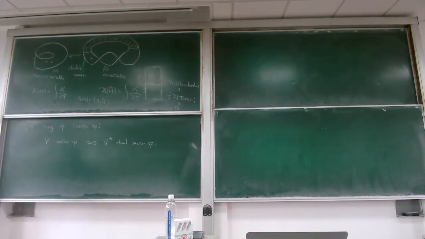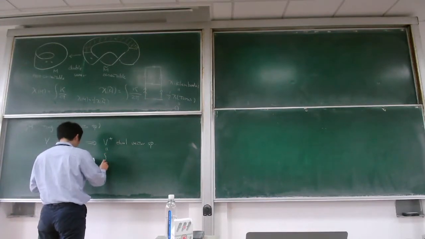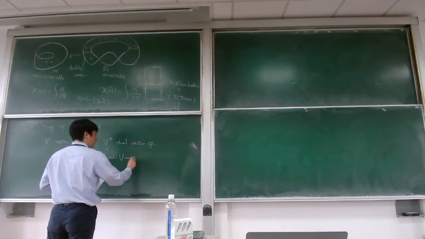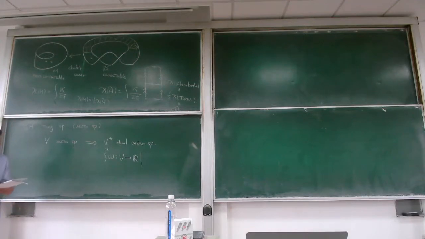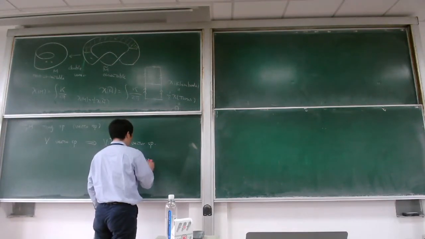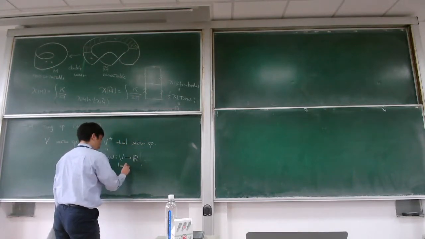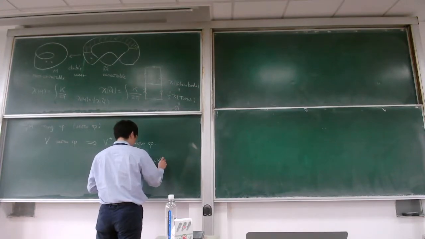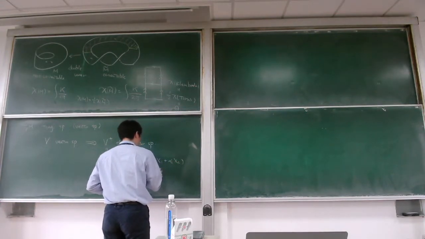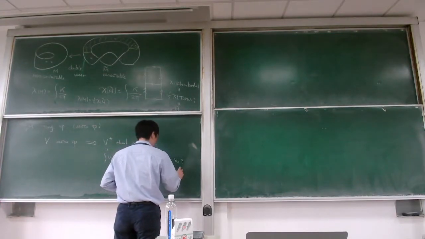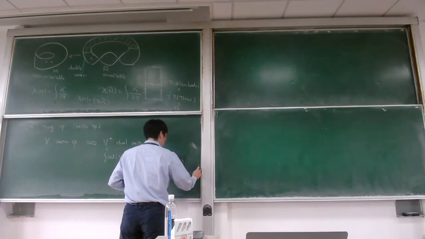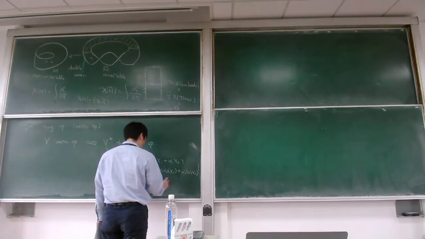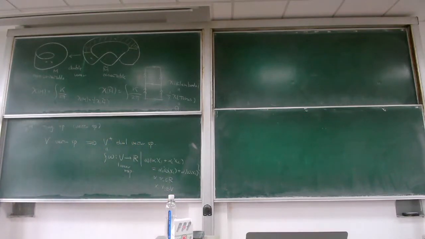As we learned in linear algebra, for instance, B star is the set of omega such that omega is a linear map from B to R. Linear map means that omega of alpha 1 x1 plus alpha 2 x2 is equal to alpha 1 omega of x1 plus alpha 2 omega of x2, where alpha 1, alpha 2 are elements in R, and x1 and x2 are elements in B. Okay.